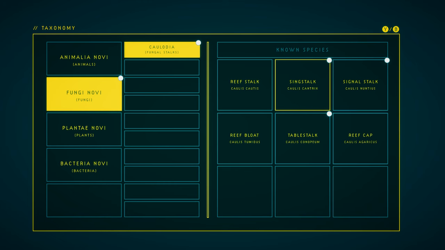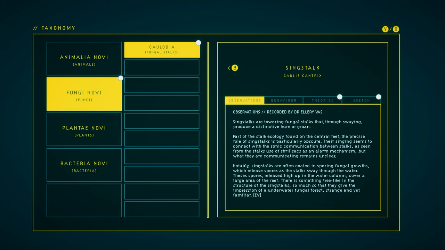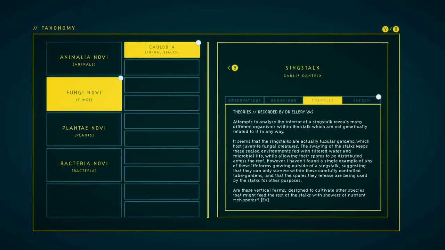Ooh, we got a bunch of updates. Sing stock. Ah, we got a sketch. Yes. But first, theories. Attempts to analyze the interior of a Sing stock reveal many different organisms within the stock which are not genetically related to it in any way. It seems that the Sing stocks are actually tubular gardens, which host juvenile fungal creatures. The swaying of the stocks keeps these sealed environments fed with filtered water and microbial life, while allowing their spores to be distributed across the reef.